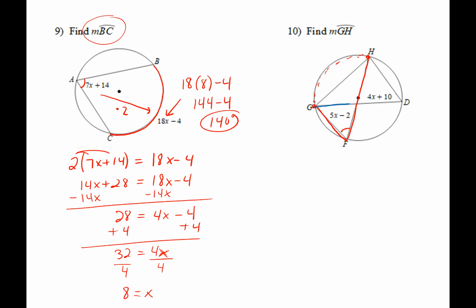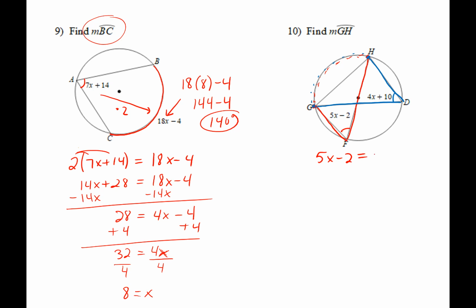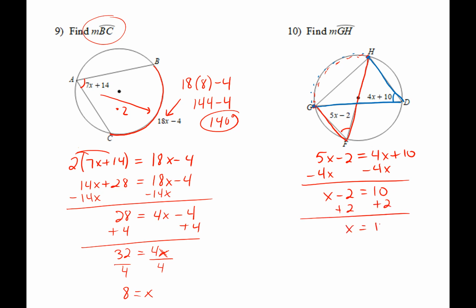Okay, so if I trace this back, you see that those intersect the same arc. So if two angles intersect the same arc, we know they have to be congruent. So we would say 5x minus 2 equals 4x plus 10. Then to solve it, I would subtract 4x from both sides. I get x minus 2 equals 10. Then add 2 to both sides. I get x equals 12.